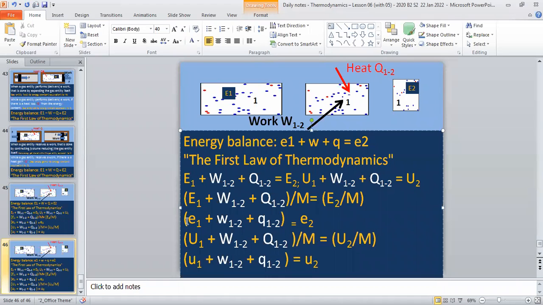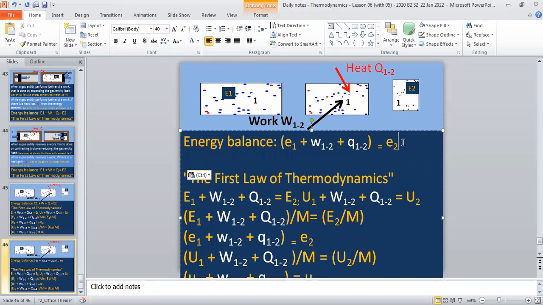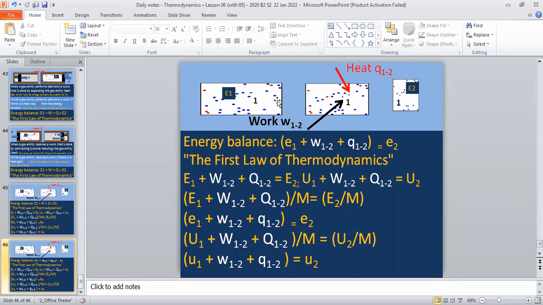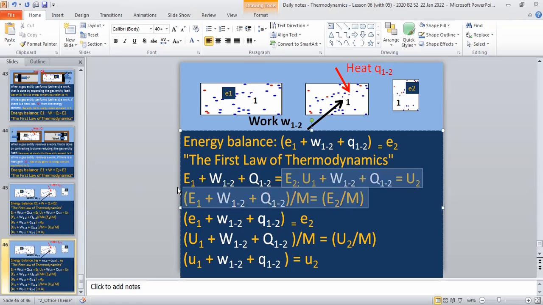So, in a better way, what is this? Okay. So work is small w. Q is small q. This is for 1 unit mass, 1 kg. This is your E1. This is your E2. Okay. So that's how it is.